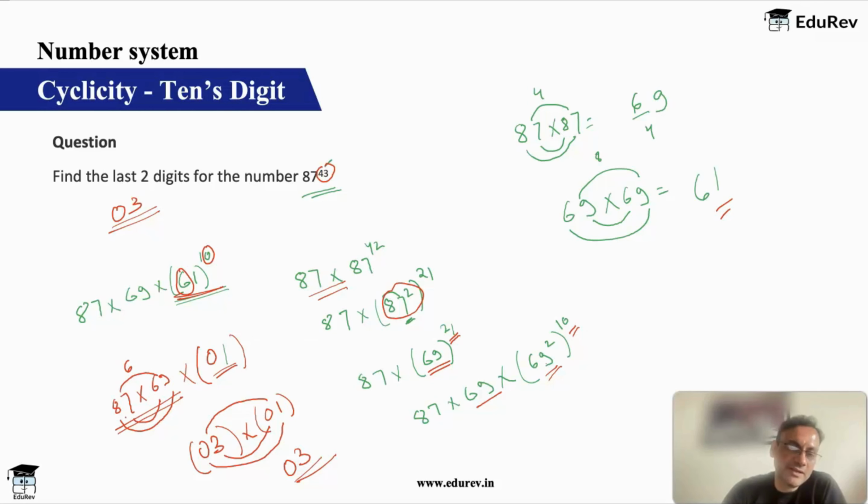So then you have 87 into 69 into 01. 87 into 69, last two digits are going to be 03 into 01. Now this you could have multiplied in any sequence. You could have done this first and then multiplied with 87. So that sequence, of course, is up to you. You will end with the final answer of 03. Okay, so good question, where I think most of our concepts have got used. Okay, so let us move forward.